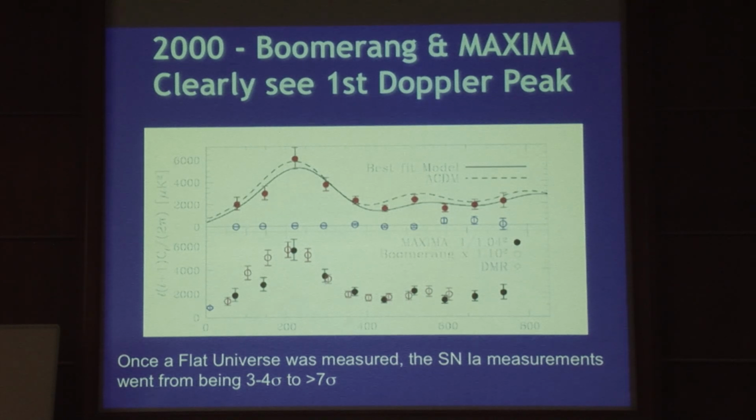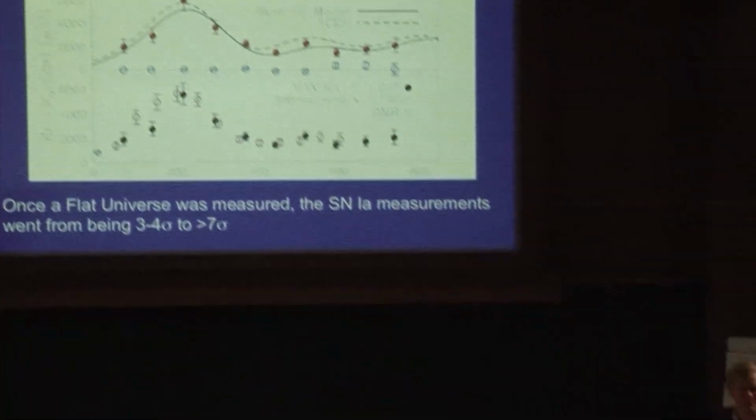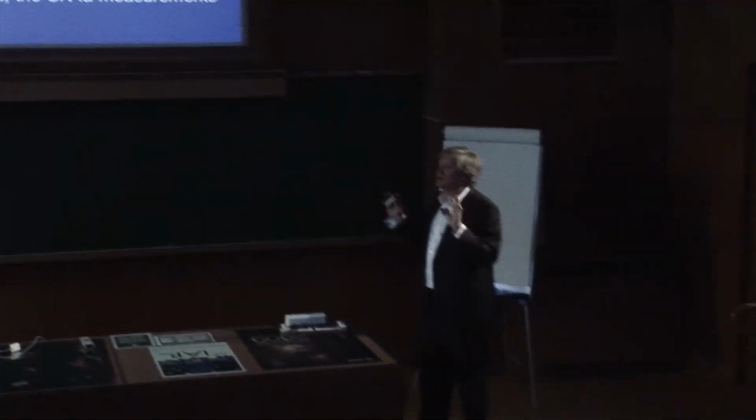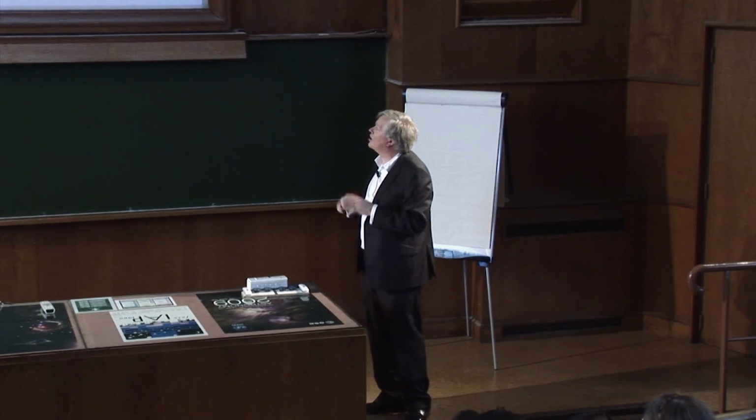And once a flat universe was measured, the supernova measurements went from being individually 3, 3.5 sigma at this point, to much, much greater than 7 standard deviations. And so at that point, I said, okay, I think we're onto something here. Nothing seems to be inconsistent; it all is consistent.